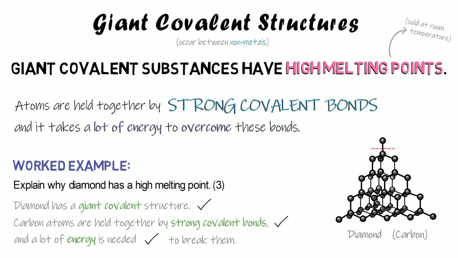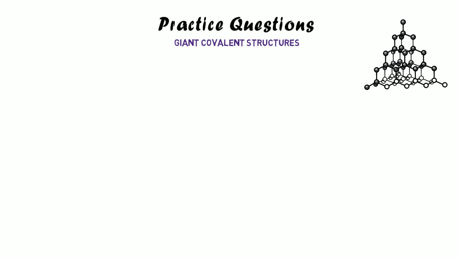So they're quite different to simple covalent. Luckily, there's only three or four that you need to remember. So if it's diamond, graphite, graphene or silicon dioxide, this is the type of compound you're looking for. Practice questions for giant covalent structures. Again, they look like this. You've got your atoms held together by each line, which is a strong covalent bond.